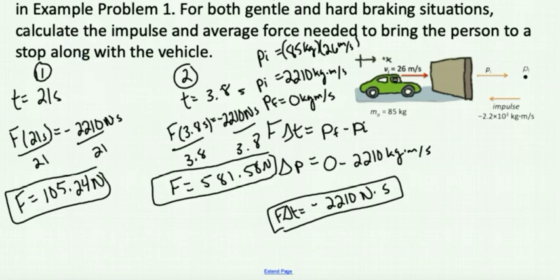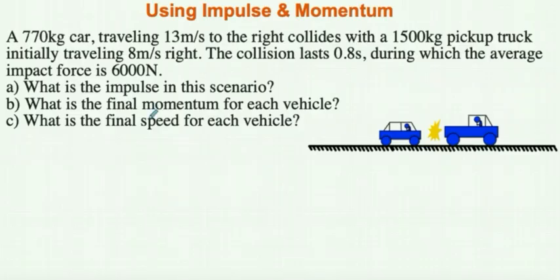Let's check another problem. So now we have two cars traveling. We have a 770 kilogram car and a 1500 kilogram pickup truck. We got the car that's going 13 meters per second. So this is a collision scenario. Okay, the collision lasts 0.8 seconds, during which the impact force is 6,000 newtons. Okay, so what's the impulse in the scenario, and what's the final momentum for each vehicle? What is the final speed for each vehicle?